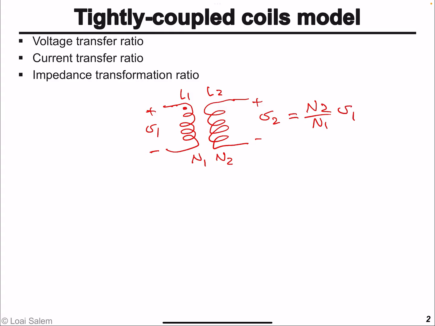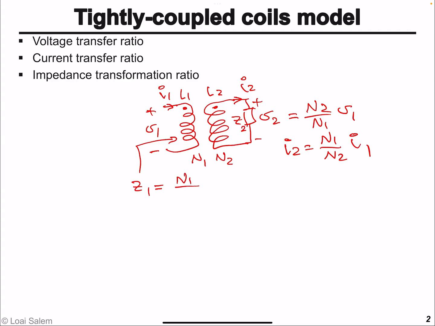And similarly, if we have input current I1, it will be transferred to the secondary side with the reciprocal ratio, so N1 over N2 times I1. And also we mentioned that if we have an impedance on the secondary side, for example, it will be seen on the primary side basically as (N1 over N2) squared times Z2, which means that the ratio between the impedances will be the voltage transfer ratio squared.